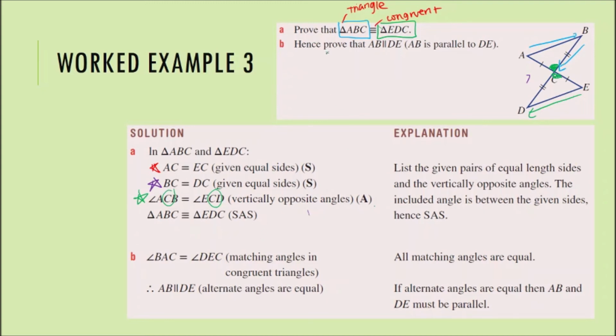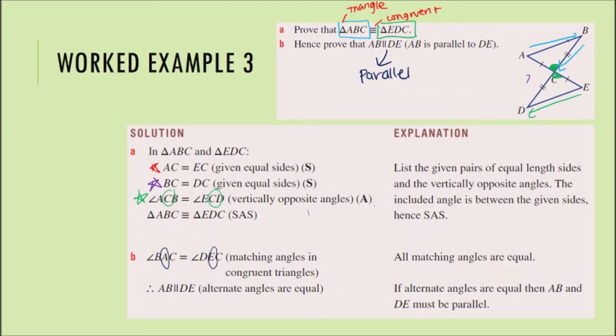So for B, it says, hence prove that AB is parallel to DE. That's why it's got parallel lines. So that one there, which I'll do in, oh, that's not a very good color. Okay, that means parallel. So we could say that because angle BAC equals DEC, therefore AB is parallel to DE. So angle BAC, we're looking at A and we're looking at angle E.